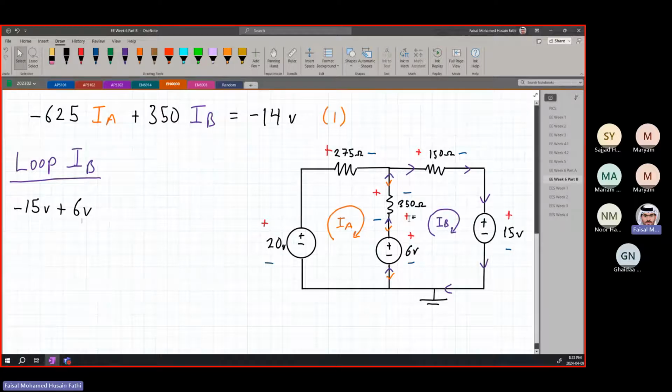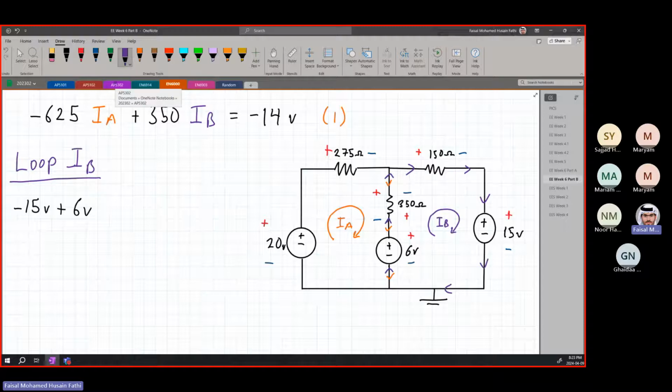Then we're going to go to this resistor. So now we're looking at it from the right side. So the plus and the minus. So this is going to be a voltage drop for IB. All right. So it's going to be minus 350 IB minus IA, because they are in opposite directions. And then we're going to go to the last resistor. The current is dropping. It's a voltage drop, obviously. So it's going to be minus 150 IB, which is equal to 0.